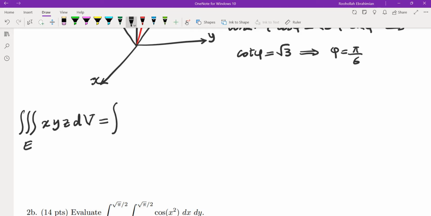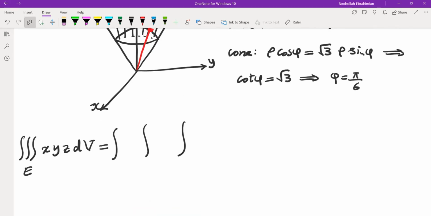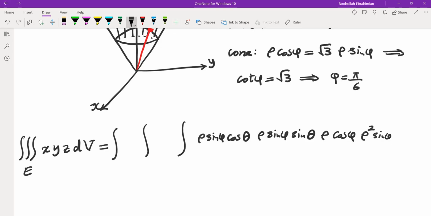So we'll write it down. Let's write down the integrand. So what is x, y, z? We'll have to turn that into spherical coordinates. So x is rho sine phi cosine of theta. Y is rho sine phi sine of theta. And z is rho cosine of phi. And dV is rho squared sine phi d rho d phi d theta.